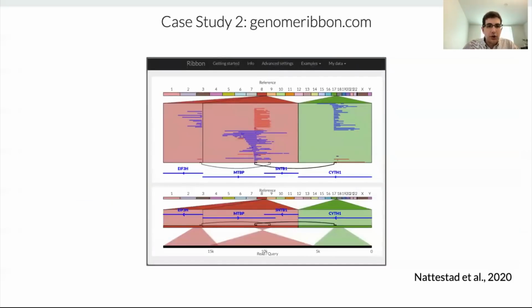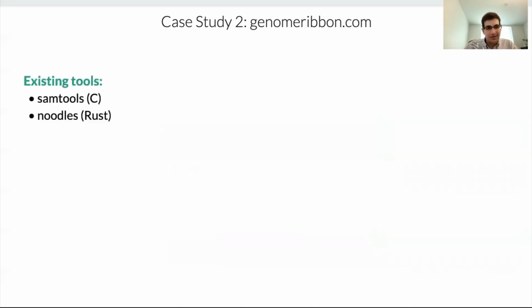All right, case study number 2. This is an app called Ribbon. It's an interactive tool that lets you explore complex rearrangements in genomes. Part of this application involves parsing a special bioinformatics binary file format. And to do this parsing, we have a few existing tools that we can use, written in C and Rust. Again, this is very often the case in bioinformatics, by the way, where a lot of the tools are written in C and C++ and Rust and so on.